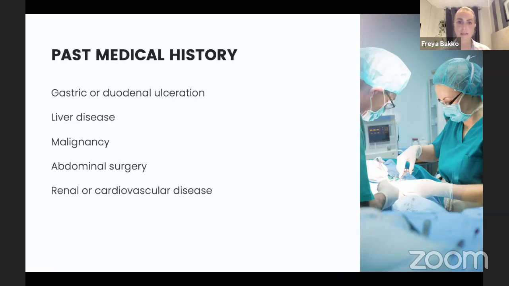And you want to ask about their past medical history. So have they got a history of gastric or duodenal ulcerization? Have they got a history of gastritis or any other sort of dyspepsia symptoms? Do they have a past history of liver disease or malignancy, and in particular gastric malignancy? Have they had any prior abdominal surgery, and do they have any renal or cardiovascular disease, which is important to prepare the patient for theatre. If you know they have renal or cardiovascular disease, this will change the management options you have.